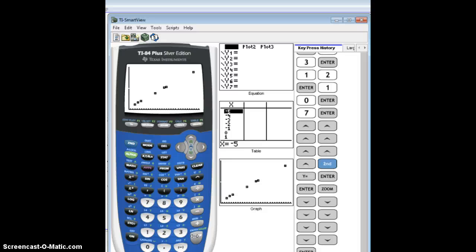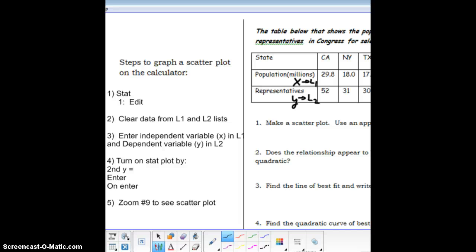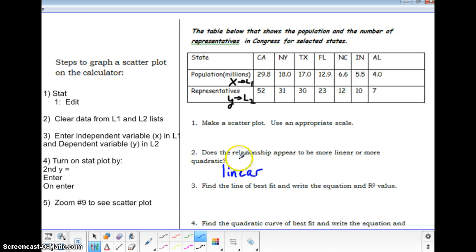Okay, those are a lot of steps. It gets easier the more you practice it. So we're just going to practice 2 problems today in the notes and then more in class. So here you can see our regression is a line, not a quadratic. So now that we have our graph, let's go back to fill in some of our notes. So here our relationship appears to be more linear than quadratic. It clearly looks like a line, not a parabola.